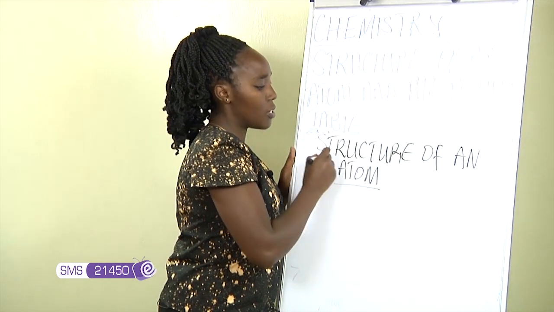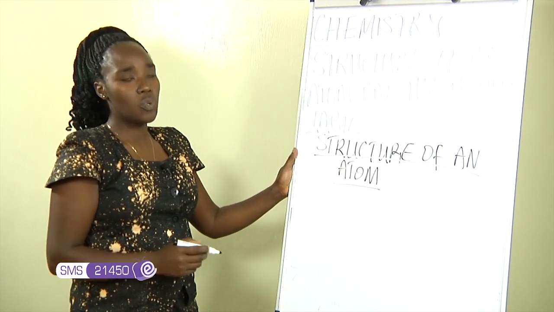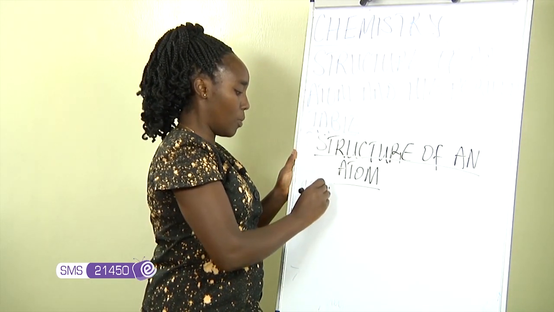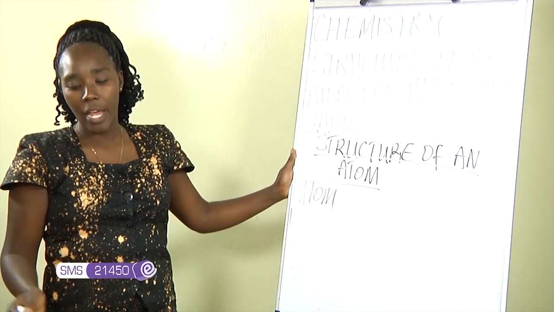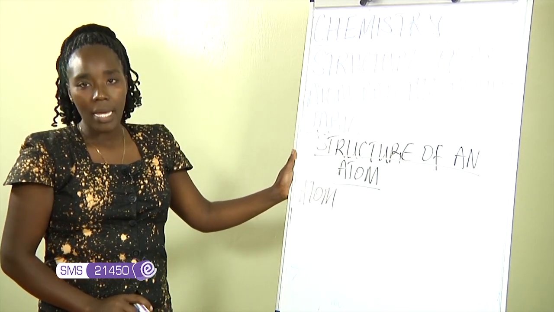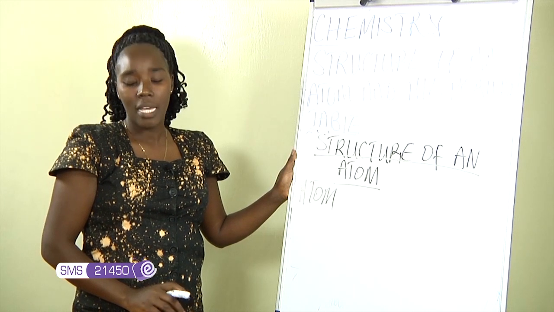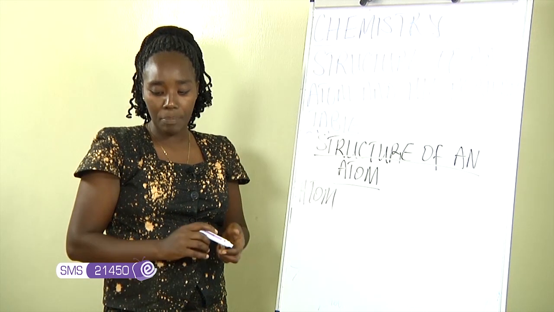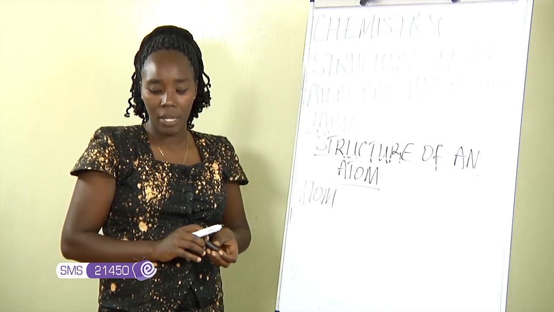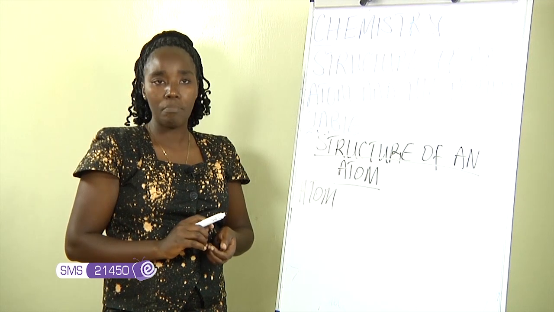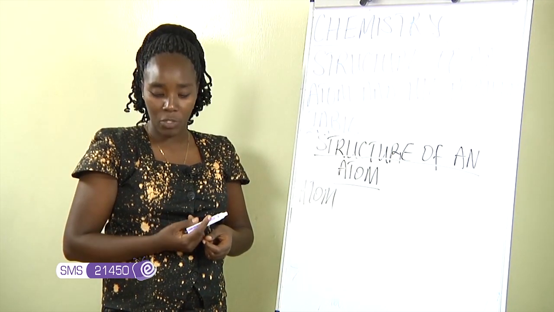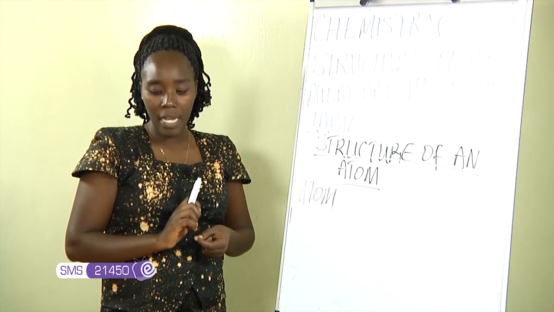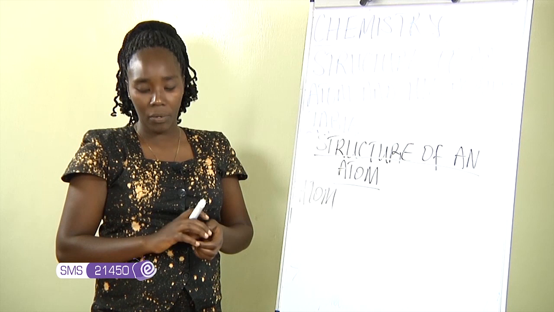Before we look at what the structure of an atom is, we need to know what is actually this atom that we are talking about. So, what is an atom? We learned back in our Form 1 class that it is the smallest particle of an element that takes part in a chemical reaction. Atoms simply make up matter, and therefore it is one of those very small particles that are involved in a chemical reaction.